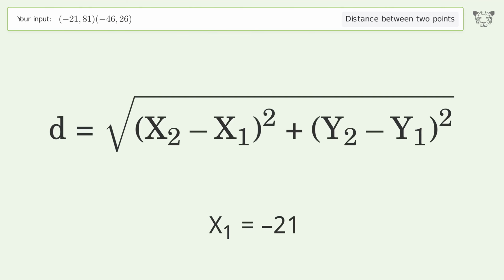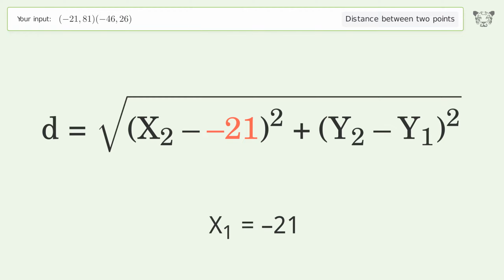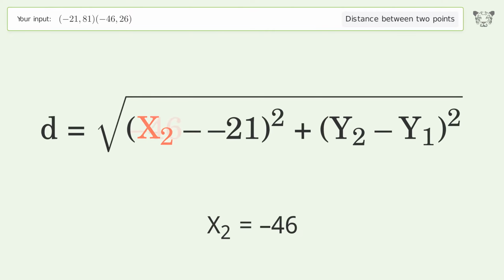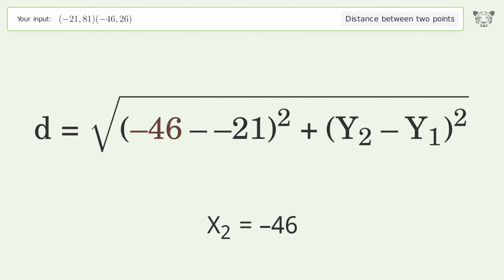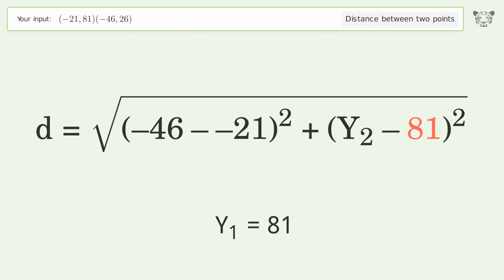x1 equals -21. x2 equals -46. y1 equals 81. y2 equals 26.